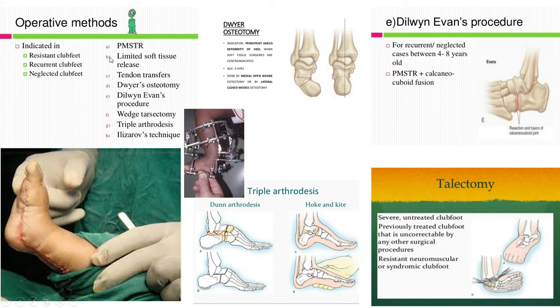Now regarding operative management, the term is called posterior medial soft tissue release, PMSTR, but that must be done after 1 year. There is also tendon transfer, and there is a bony procedure called Dwyer osteotomy, and another bony procedure called Dillwyn Evans osteotomy. Then there is a procedure called Ilizarov, you already know, where the deformity gets corrected. Then there is a salvage procedure called triple arthrodesis, or Dunn arthrodesis.